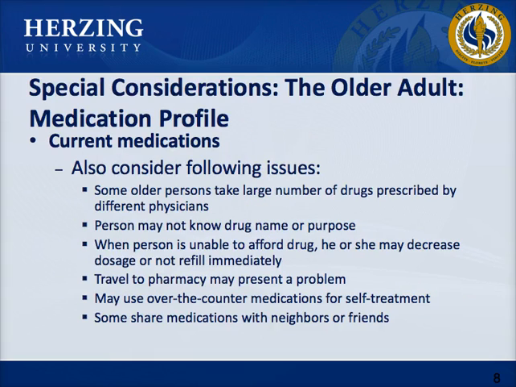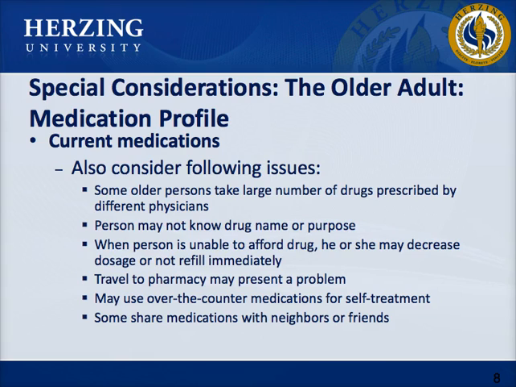There's also special considerations regarding the older adult. You need a medication profile, which would include current medications. You also need to consider that some older persons take a large number of drugs prescribed by different physicians. I believe this is decreasing with the use of electronic health records. The person may not know the drug name or the purpose of the drugs that they are taking. Ask a person to bring in the drug to be identified.